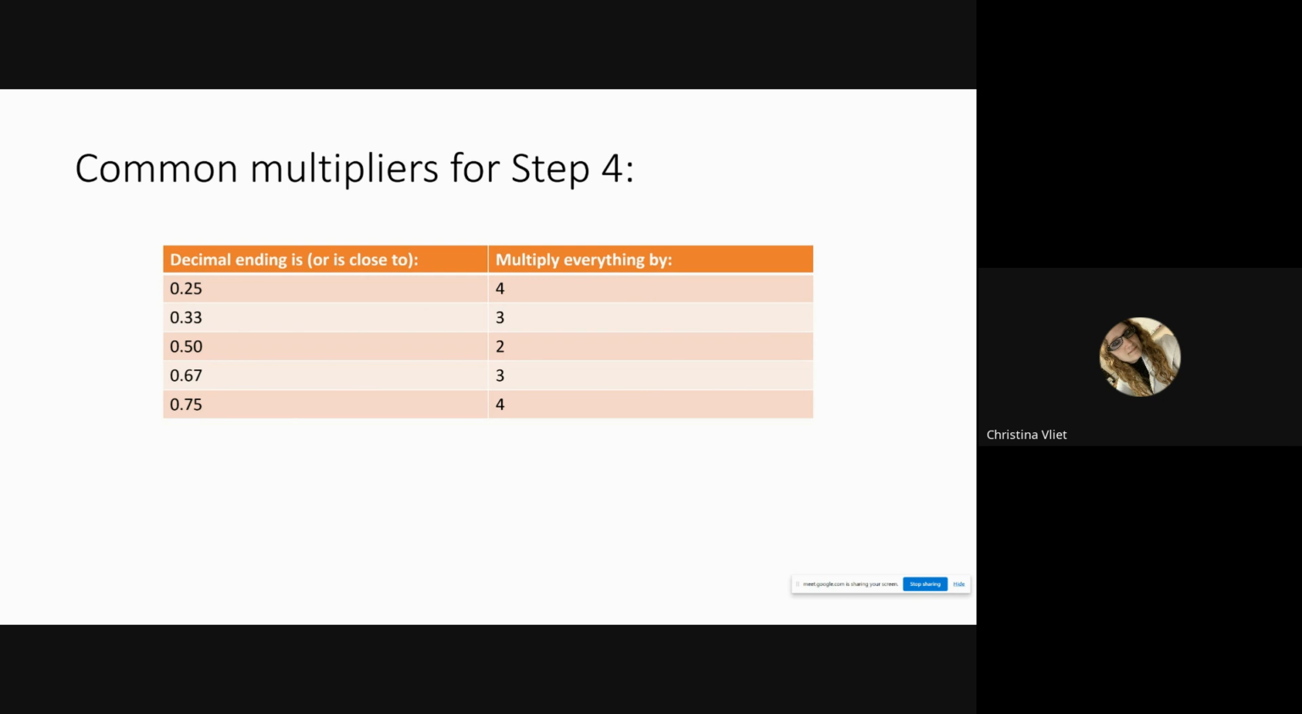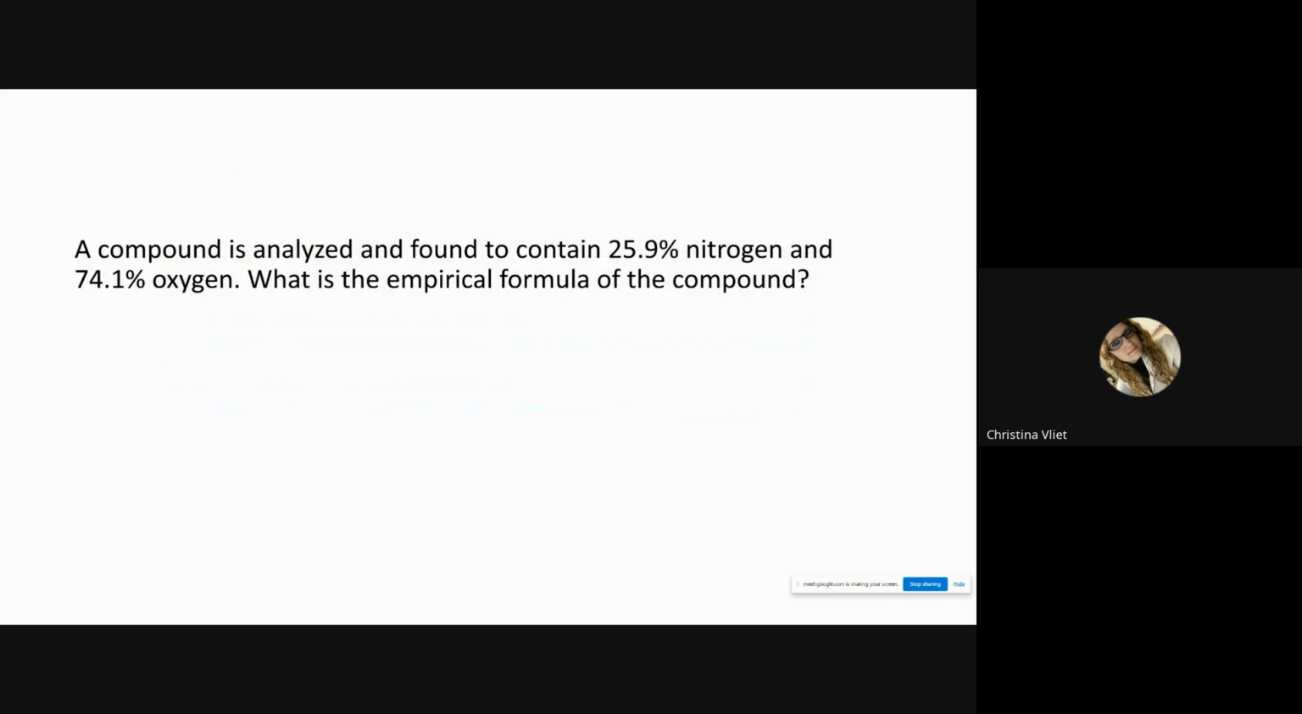Because that's close to... 0.33 is like 1/3, so in order to get everything to a whole number, you would multiply by 3. 0.5 is the same thing as 1/2, so that's why you multiply everything by 2 to get to a whole number. 0.67 is the same thing as approximately 2/3. And then 0.75 is the same thing as, or very close to, 3/4 if you round to that. So that's something important to note. We'll come back here as needed. But let's go ahead and take a look at the first question.